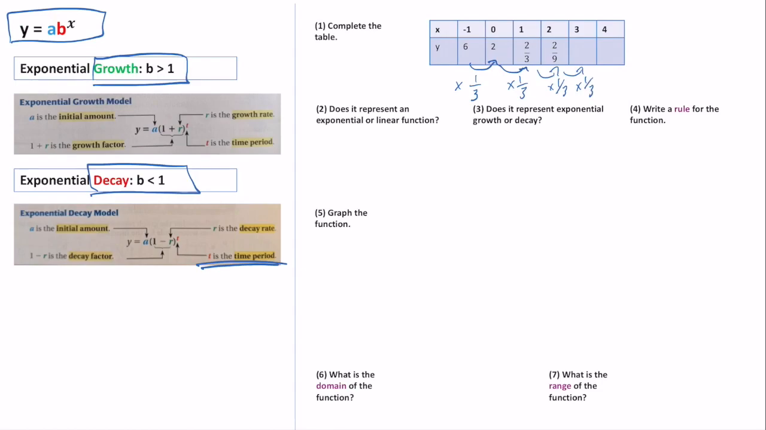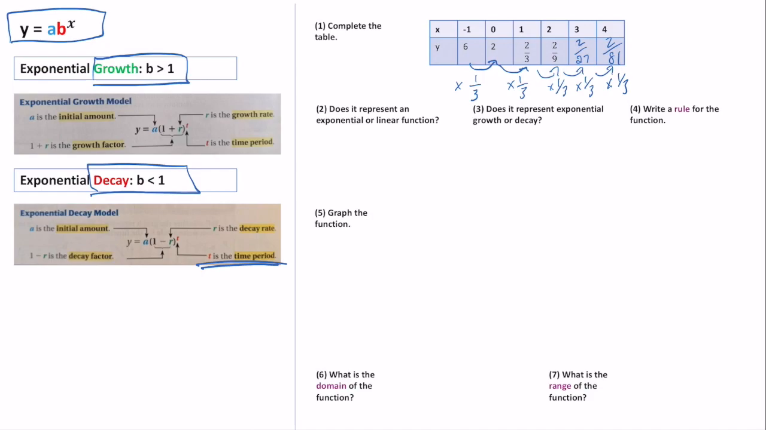So 2/9 times 1/3 would be 2/27. And then 2 over 27 times 1/3 would be 2 over, what is that? 27 times 3 is 81. Okay, so that'd be 2/81. Okay, so we've completed the table.